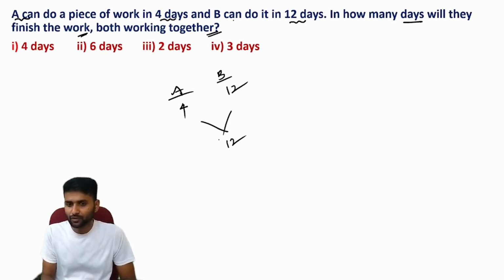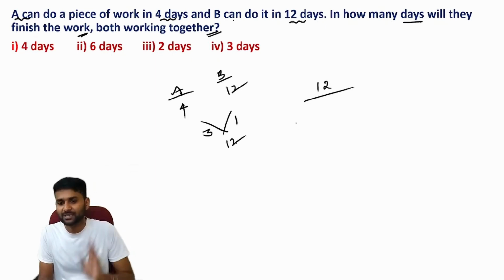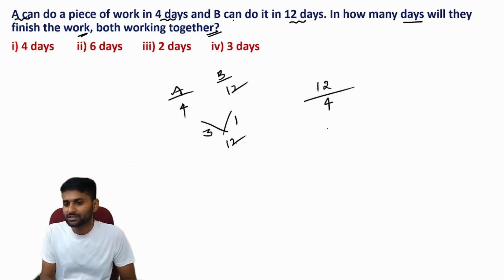12 units of work completed by A in 4 days means per day exactly 3 units. And 12 units of work completed by B in 12 days means per day 1 unit. Now we have to complete 12 units. We are assigning both A and B together to the work. If both work together, they will complete 4 units per day. For 12 units, it takes exactly 3 days.